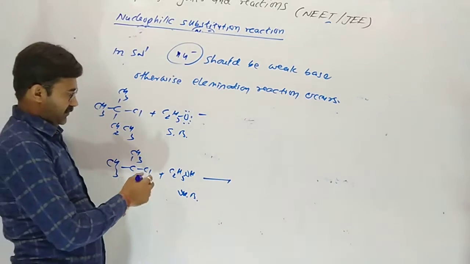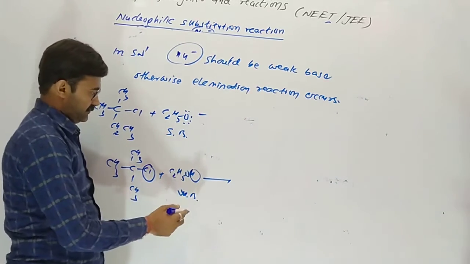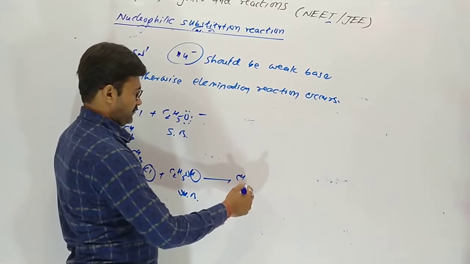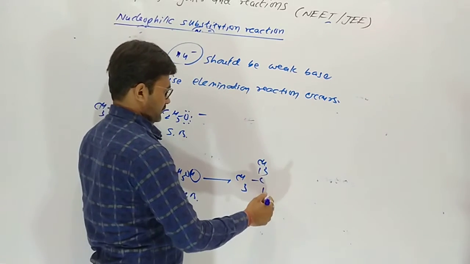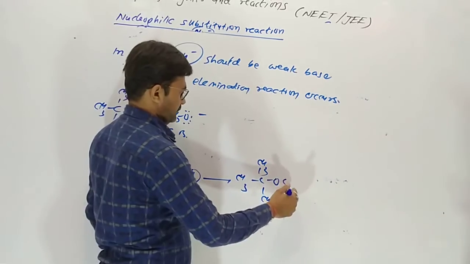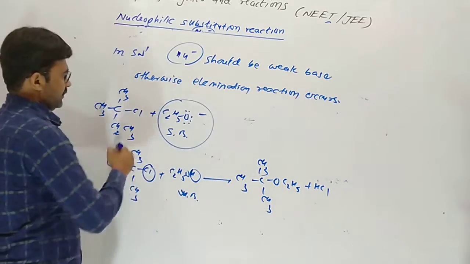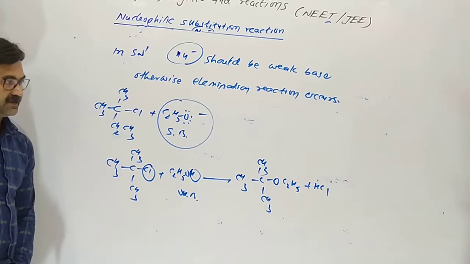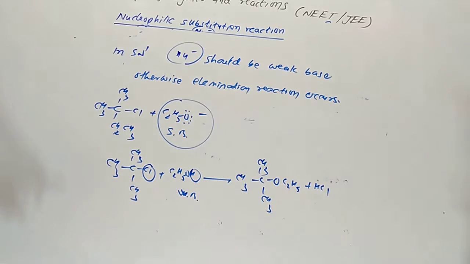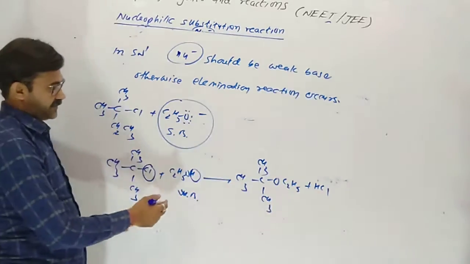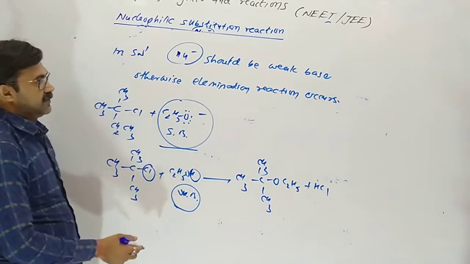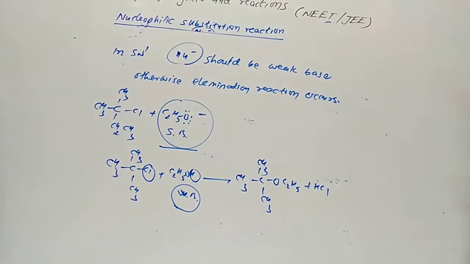Weak base, so chlorine is replaced by ethoxy. And removal of HCl gives elimination, because this is a strong base. So the main product will be elimination. Ethanol is a weak base, whereas ethoxide is a strong base. So the product here will be more in the second case.